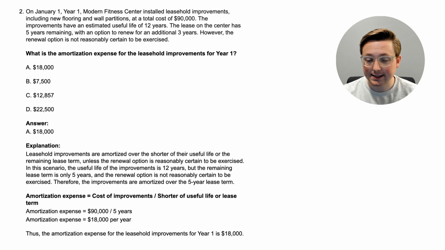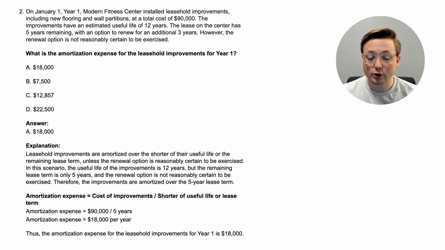The answer is A, $18,000. That's the amount of amortization for the leasehold improvements in this year. So let's go ahead and go through this. Leasehold improvements are amortized over the shorter of their useful life or the remaining lease term, unless the renewal option is reasonably certain to be exercised. So you would take that into consideration if it was going to be used.